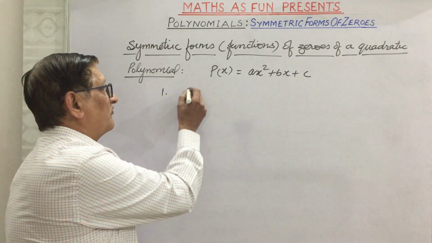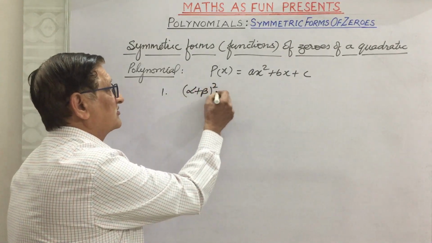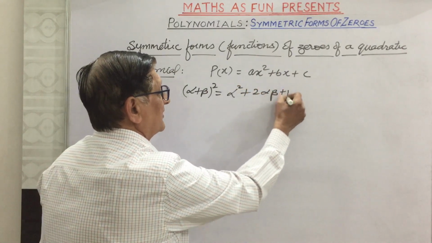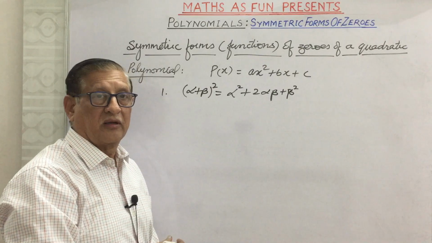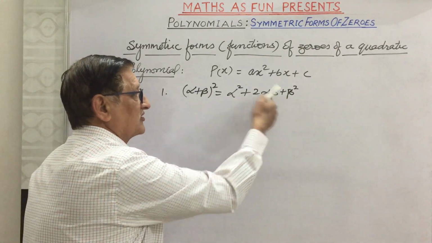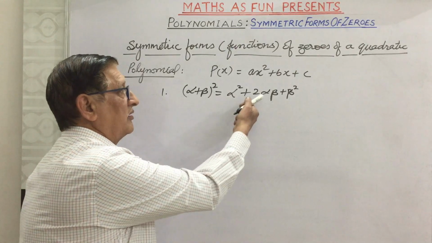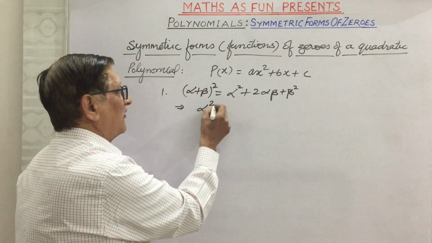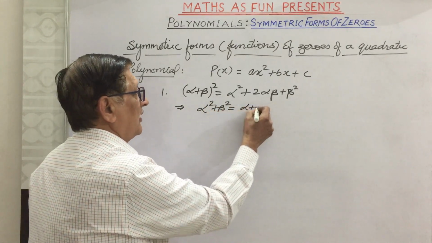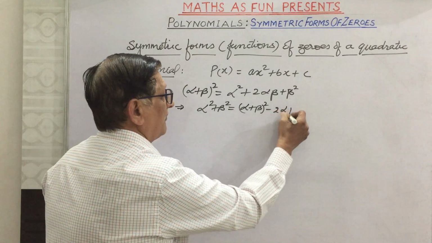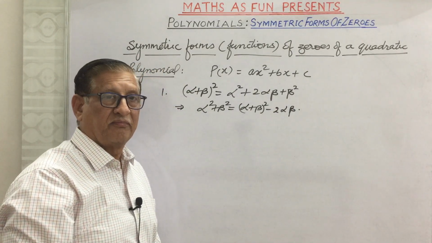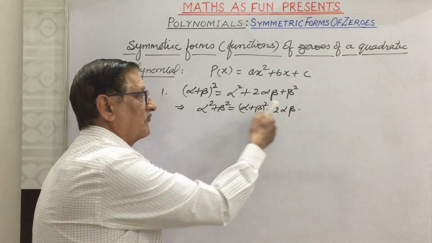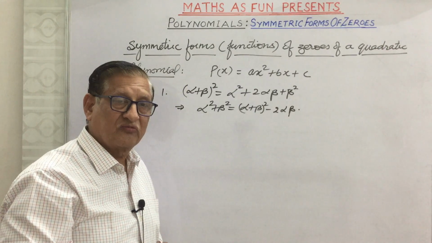Number one, suppose we know alpha plus beta whole square. We know it is alpha square plus 2 alpha beta plus beta square. It means in case we want to find out the value of alpha square plus beta square, we will transpose this 2 alpha beta on this side, and then we get here alpha square plus beta square is alpha plus beta whole square minus 2 alpha beta. It means we have transformed this in terms of alpha plus beta and alpha into beta, and then we can substitute the values of them.